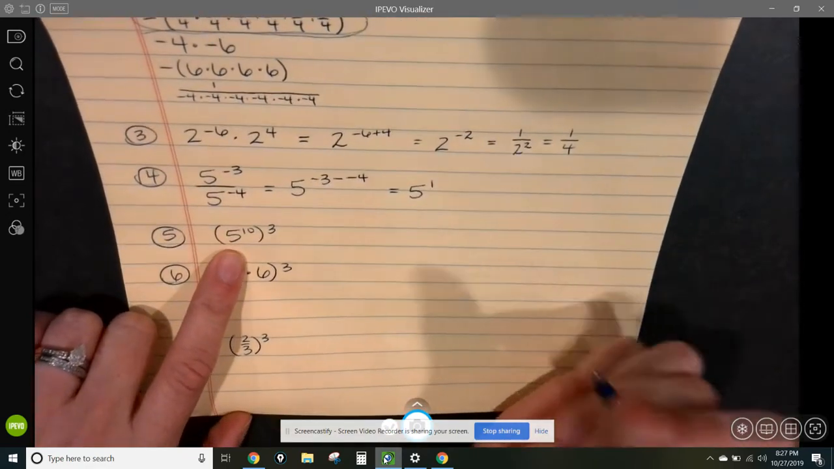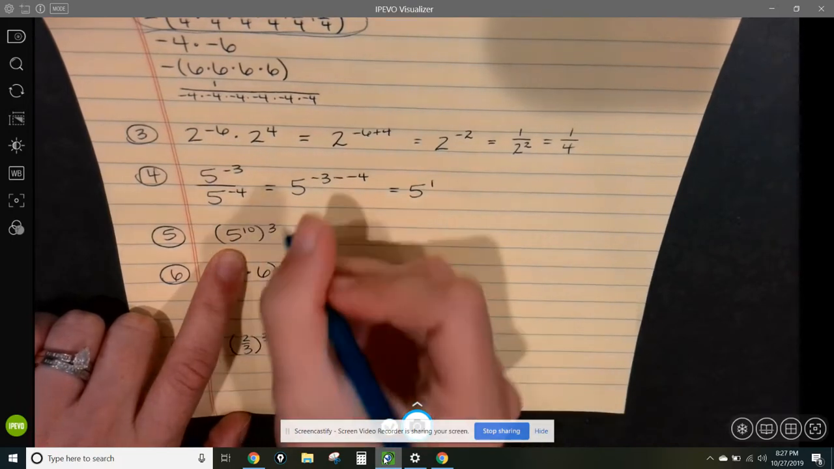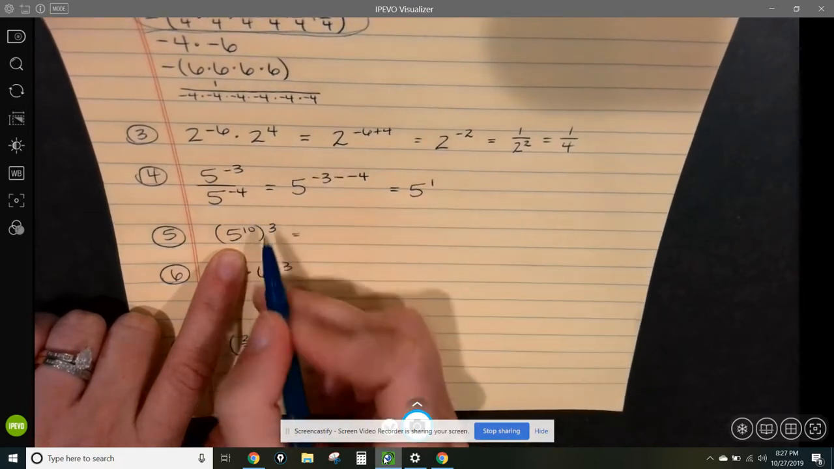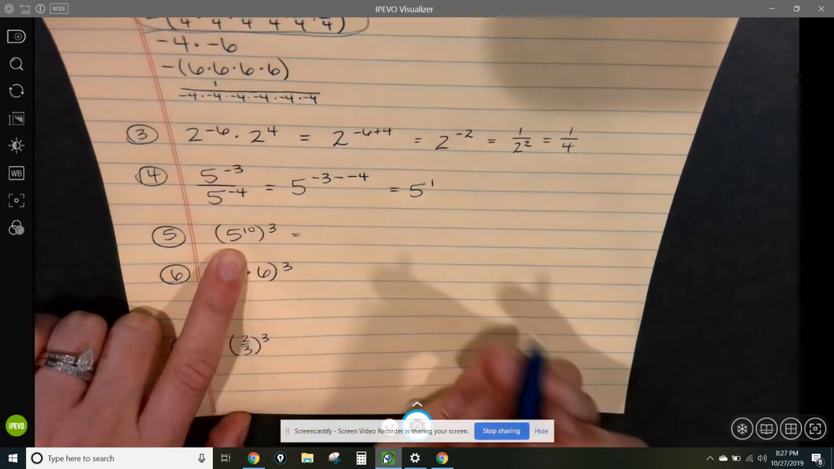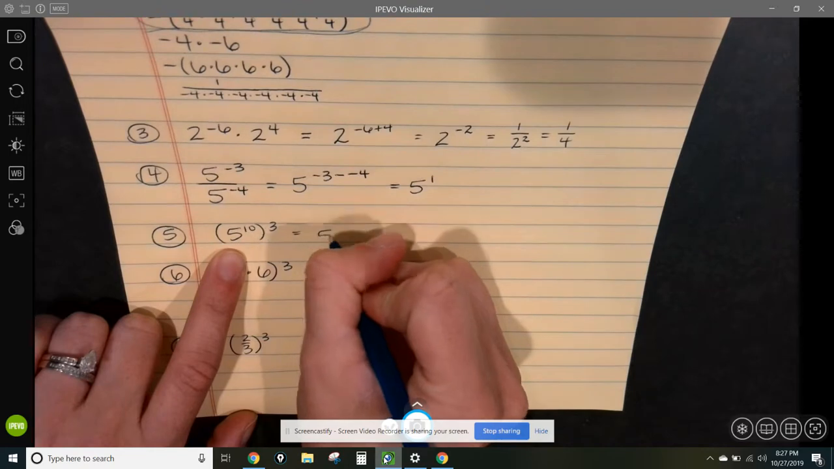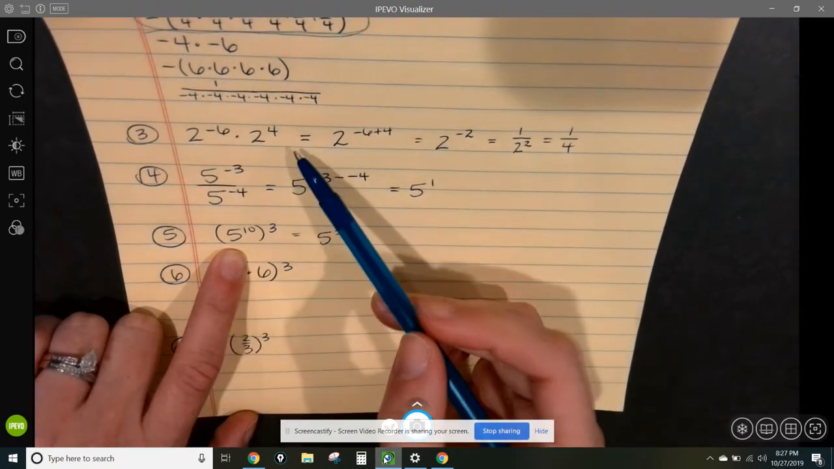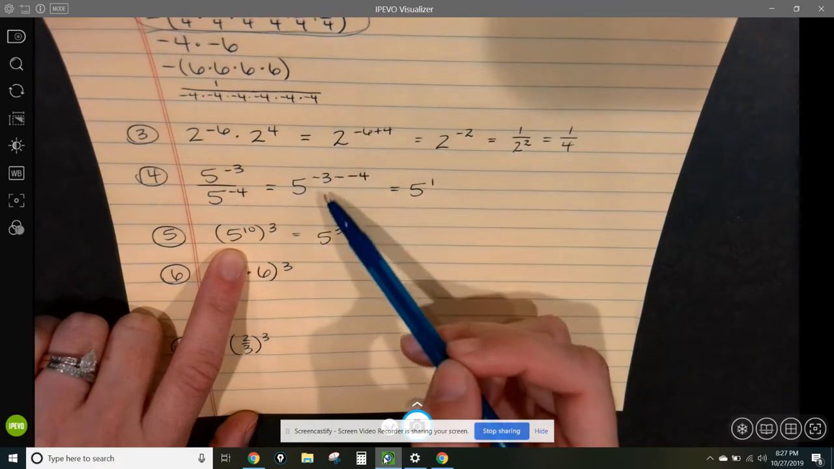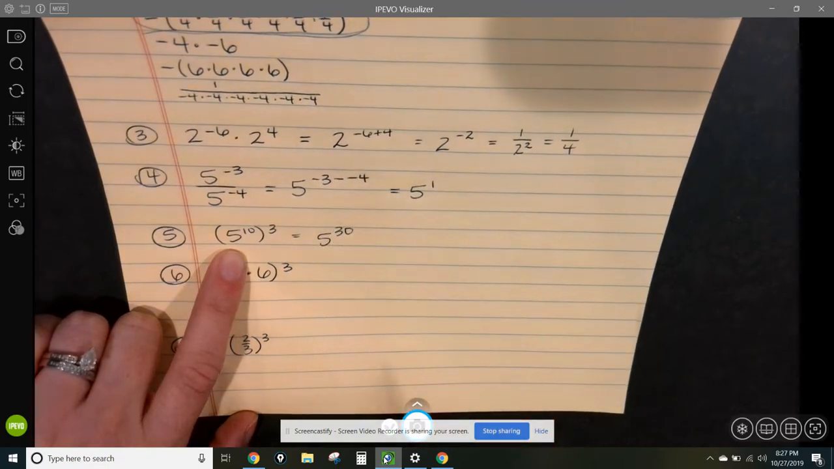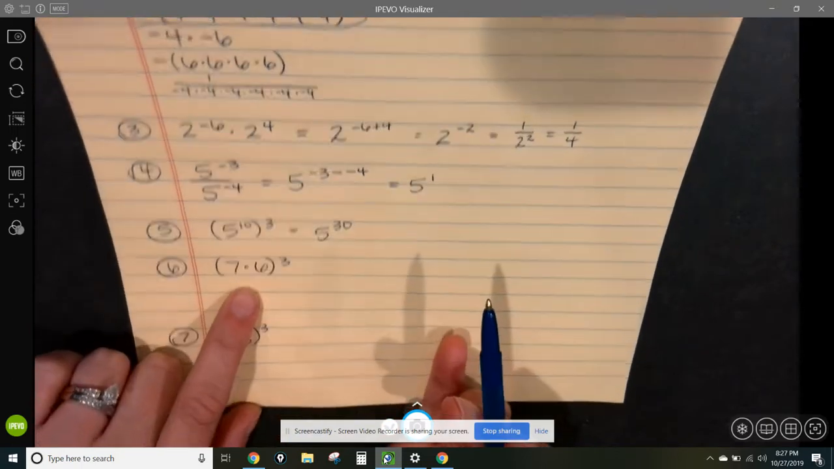Number 5. This is the raising a power to a power rule. When we raise a power to a power, we multiply those exponents. So 5 to the 10 times 3 would be 5 to the 30th power. All of these last couple right here were just straight rules. You have to remember the product rule, the quotient rule, and raising a power to a power.